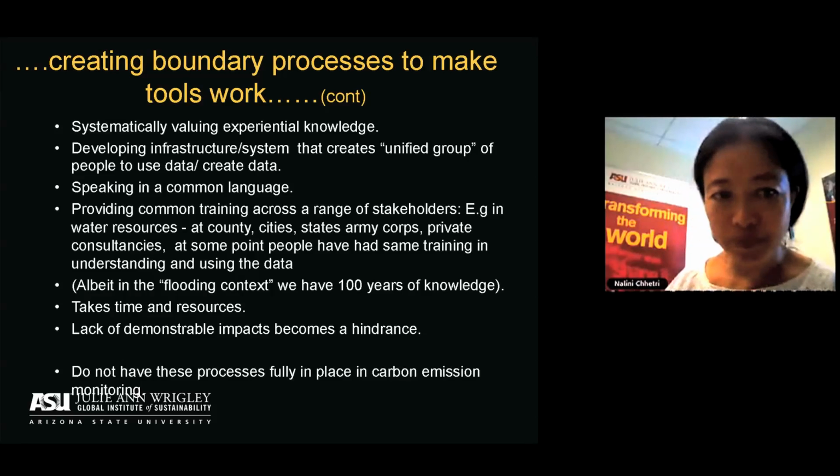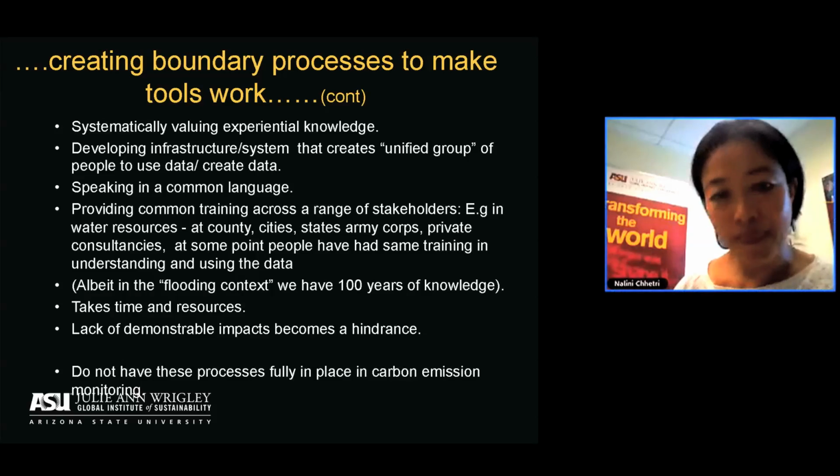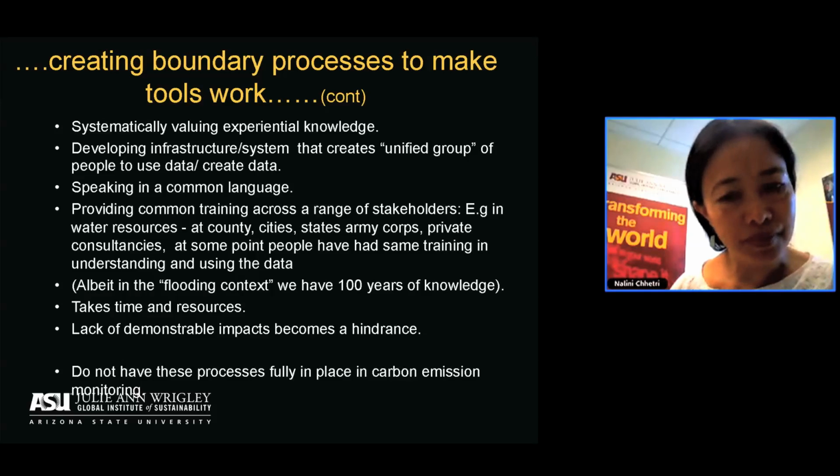Are there any questions for the people sitting in here about this? Please go ahead, I'll have a mic. I'm not quite sure I understand the definition of a boundary organization. What does that mean? Nalini, can you give us a short description of what a boundary organization really is?